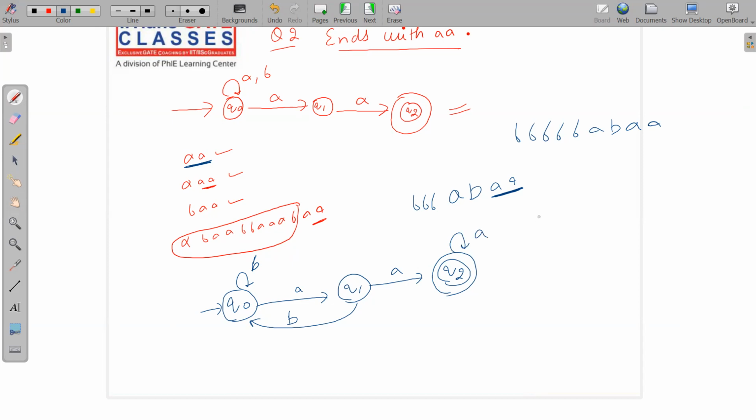This is very easy. Why? Because after double A, we are at Q2. Again, we can read any number of A's, and the string will still be ending with double A only. Hence, A will be a self loop. What about my B? Whenever we have read many A's, we are at Q2, and whenever one B is read, again we are in search of double A. So it will move here. I hope I have made the point clear.